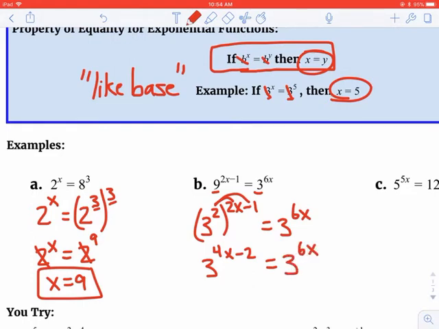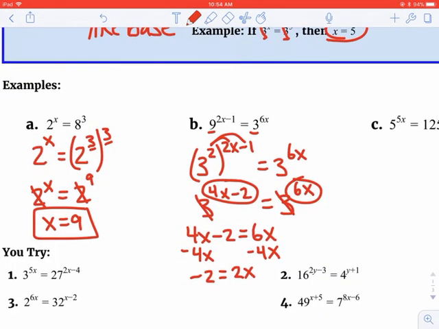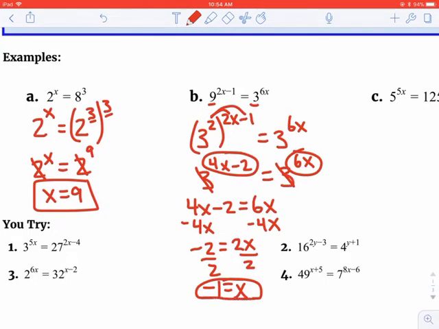So now that they have a like base of 3, you can cancel them out and set the exponents equal to each other. So we just have a little more work to do to solve: 4x minus 2 is equal to 6x. If we subtract 4x on both sides, we get negative 2 is equal to 2x. And then if we divide by 2, we get negative 1 is equal to x. So then we're finished with example B.